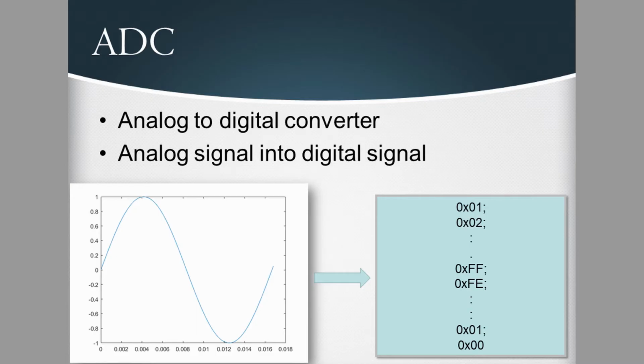ADC stands for analog to digital converter, which is a system which converts analog signal into digital ones, which means the analog voltage values are converted into hexadecimal codes, which can be understood by the controller.